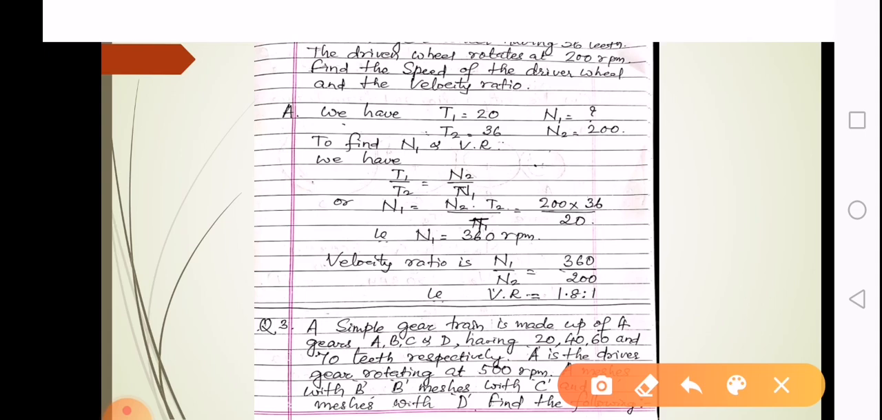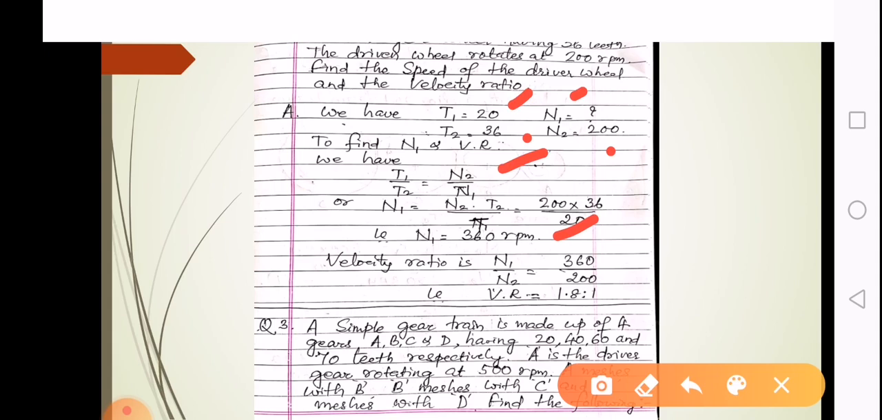So the same thing, we have T1 as 20. We need to find out N1. T2 is given as 36 and N2 is given as 200. So using the similar equation, we have T1 by T2 is equal to N2 by N1, or N1 is equal to 360 rpm. Now, what is velocity ratio?